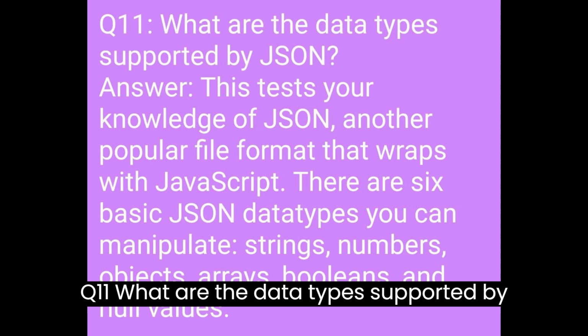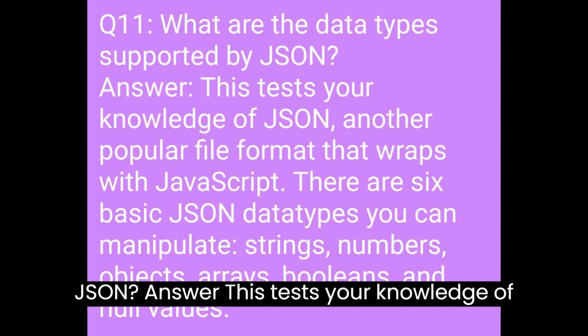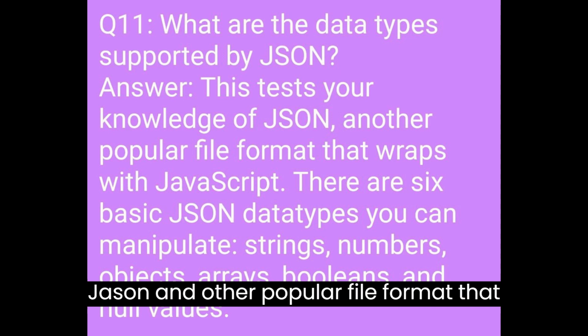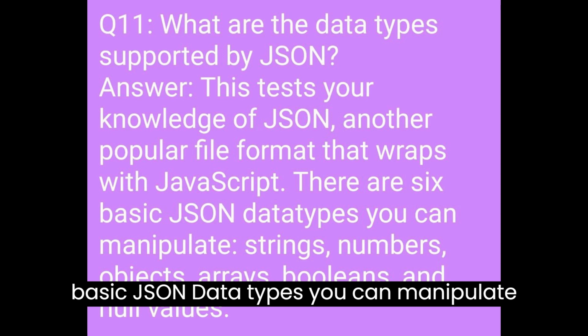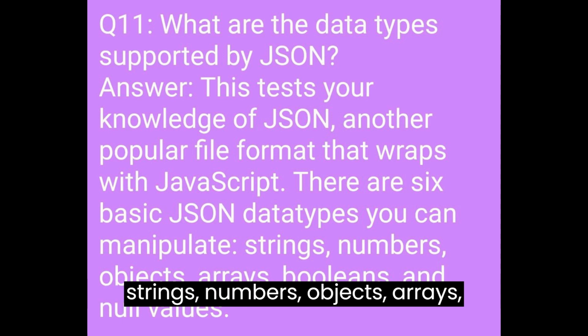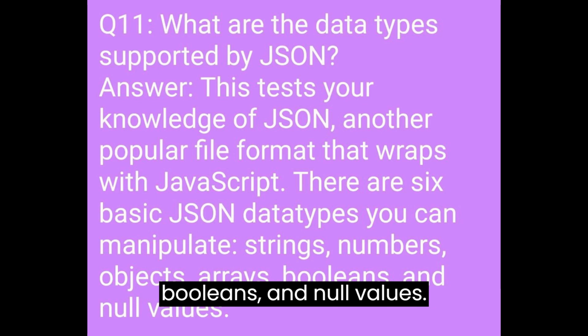Q11. What are the data types supported by JSON? Answer. This tests your knowledge of JSON, another popular file format that wraps with JavaScript. There are 6 basic JSON data types you can manipulate: strings, numbers, objects, arrays, booleans, and null values.